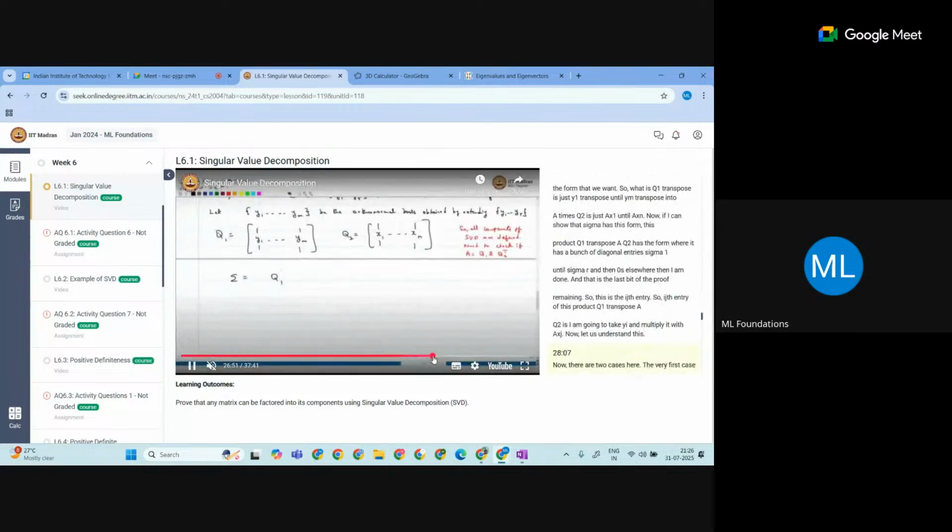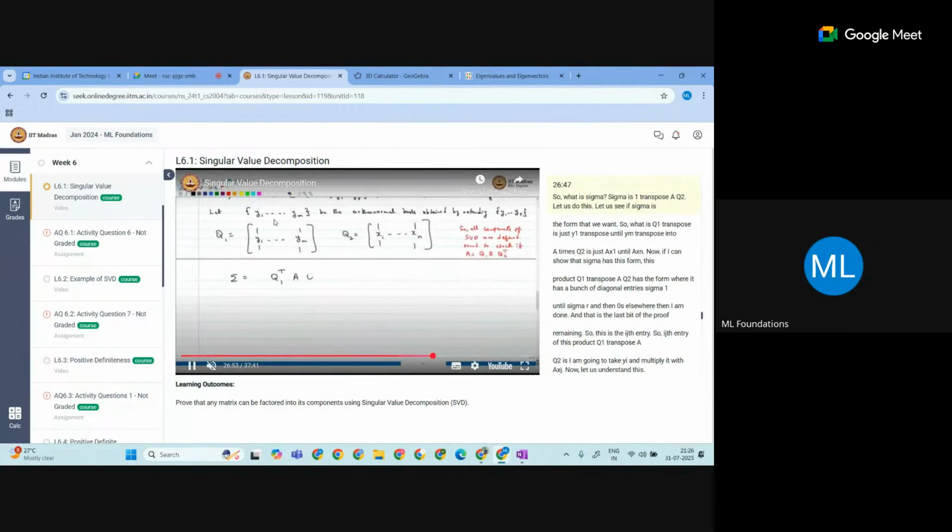See here the word is written: let y1 be the orthonormal basis obtained from here. So you have to find the orthonormal. So, sir, we just have to extend it with the Gram-Schmidt process. That's it.